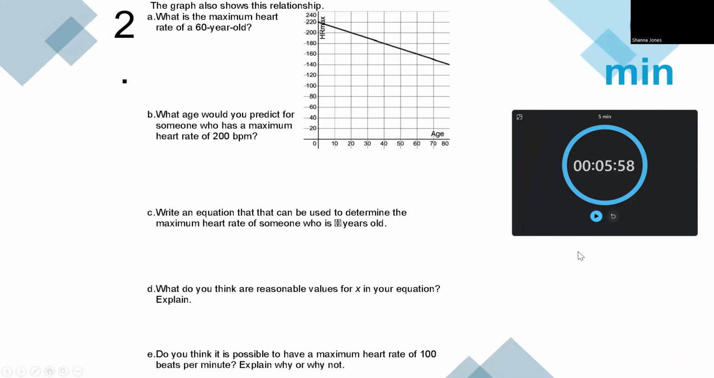Okay. All right. So you're now doing 2 A, B, C, D, and E in 6 minutes, because you should have dusted off some brain cells. And you should be able to do it. And go.